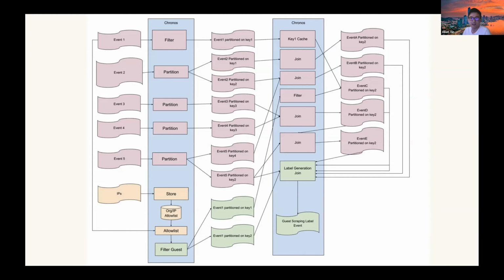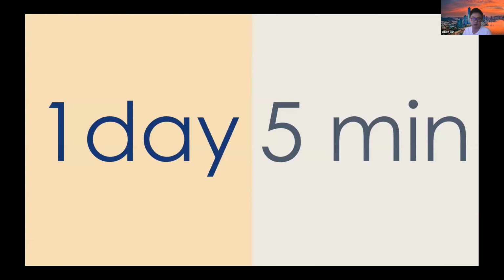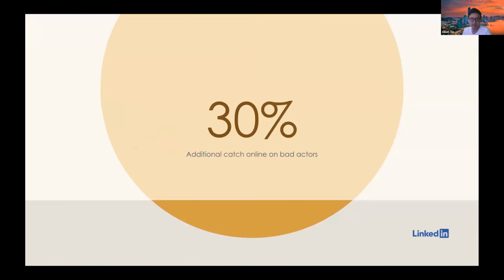And as you can see, with this project completion, we are able to improve the label production time from 1 day to 5 minutes. This improvement is revolutionary, and it also gives us phenomenal results. Because of that, we are able to achieve 30% additional catch on the bad actors.